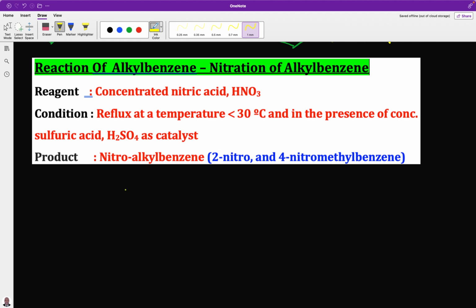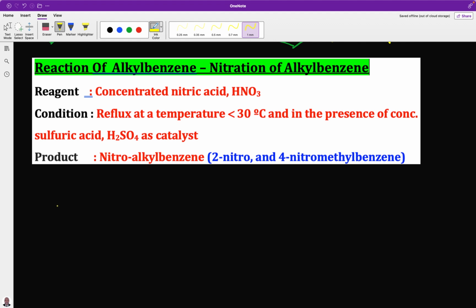If you want to know the details of the mechanism of this reaction, I will advise you to watch our previous video on nitration of benzene. But in this case, it's still the same thing. But I will just give you the product of the reaction.